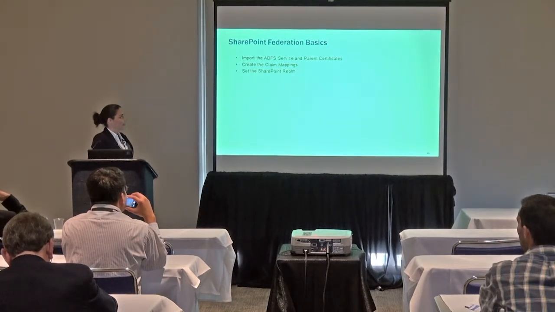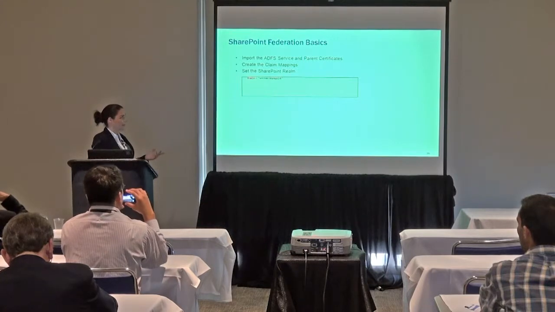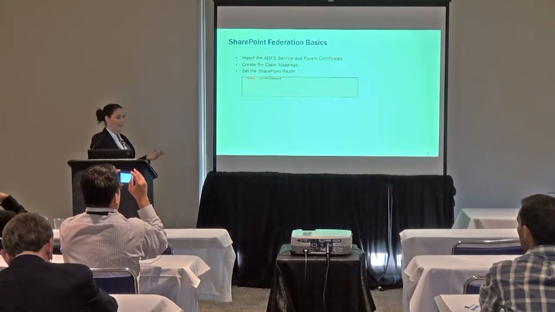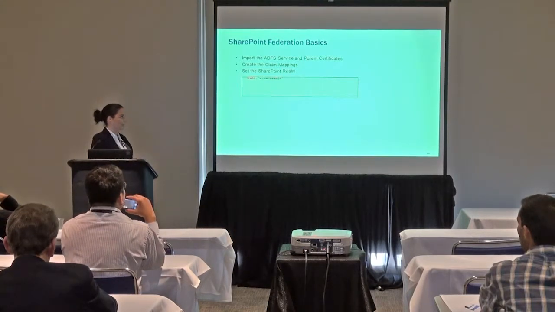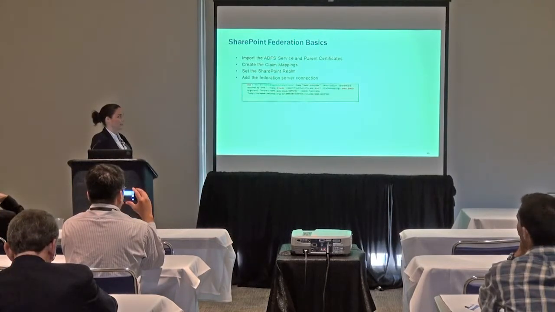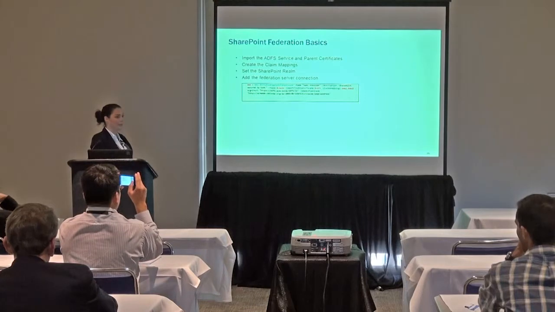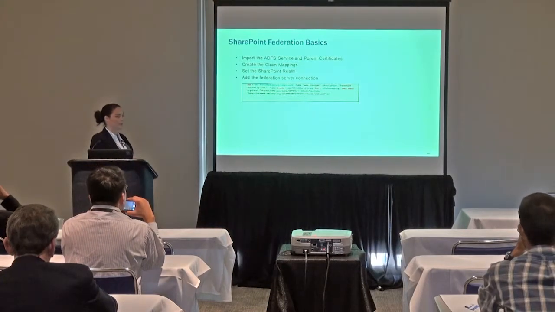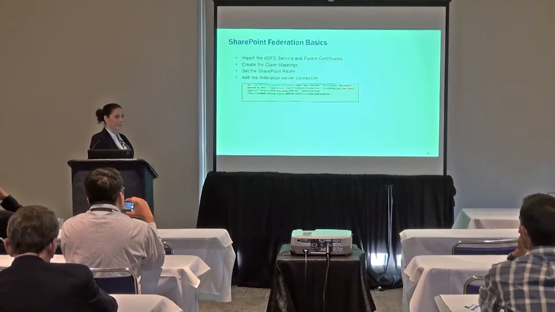And then you will set the SharePoint realm. In this case, that's going to be the URN, which you match to your Federation service. And you're going to add the server connection. This is the information for the ADFS server itself. This is so that whenever a user goes directly to SharePoint, it will say, you need to go to my authorization server, and it will send you to ADFS.